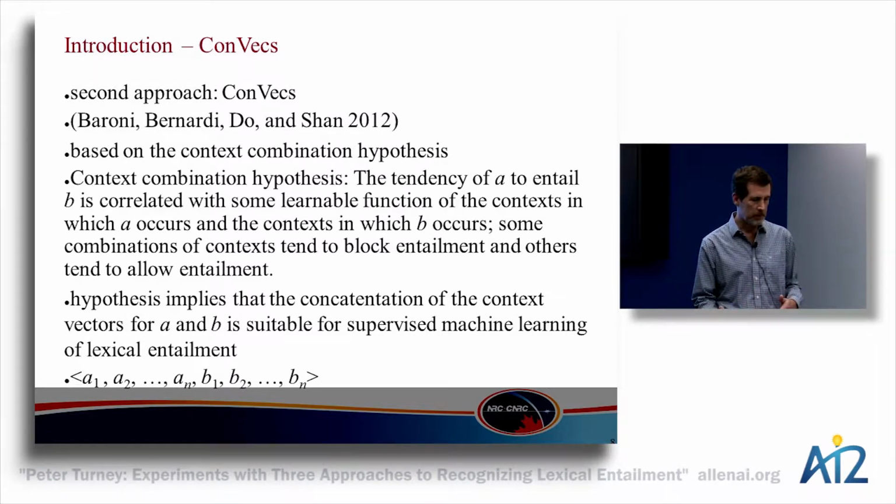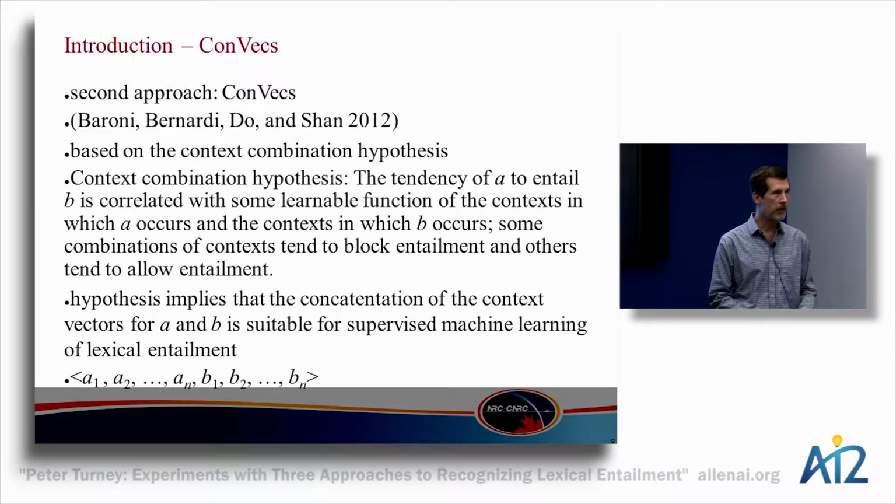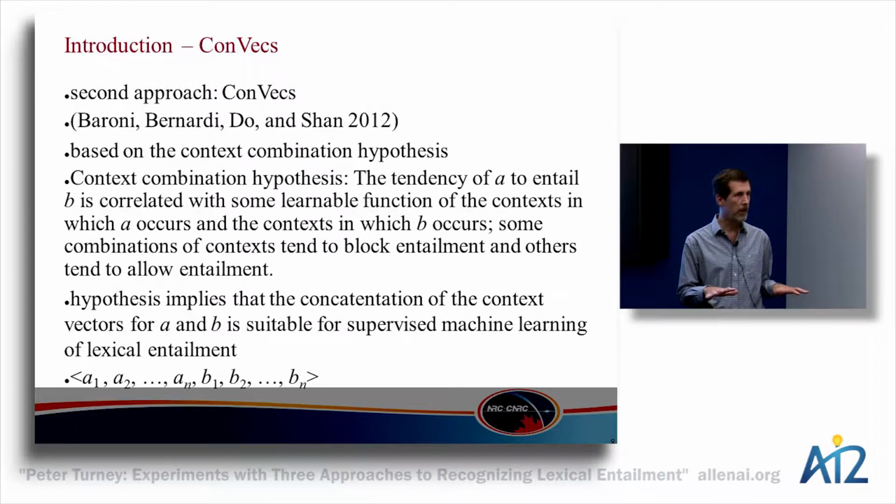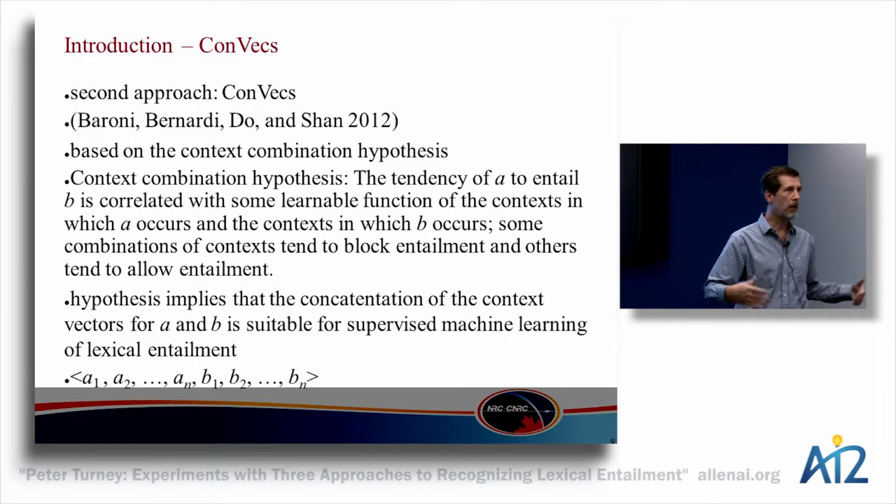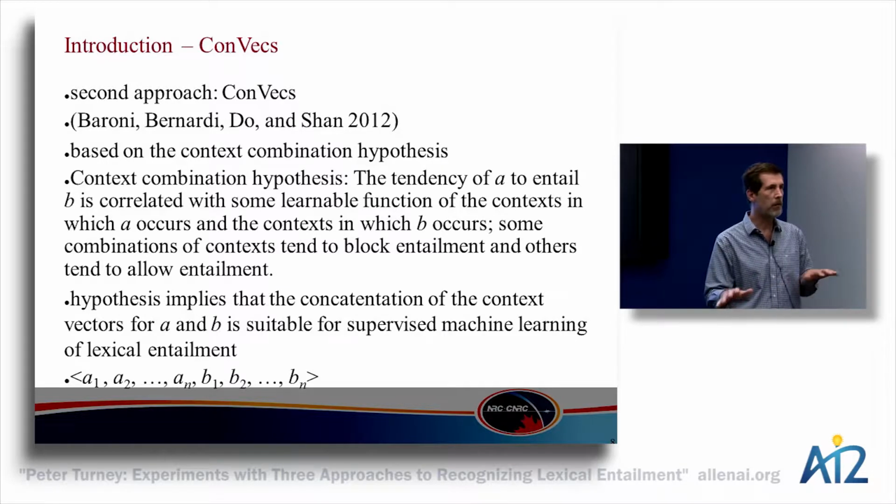And so that hypothesis leads fairly naturally to the idea of just concatenating the vectors. You have the vector for A and the vector for B, you just concatenate them to make a double-sized vector. And then you apply some kind of machine learning algorithm and treat this as a feature vector and try and figure out what kinds of features involve entailment and which don't involve entailment. So it's a binary classification problem, which is quite a different approach from the hypotheses that are behind BALAP Inc.